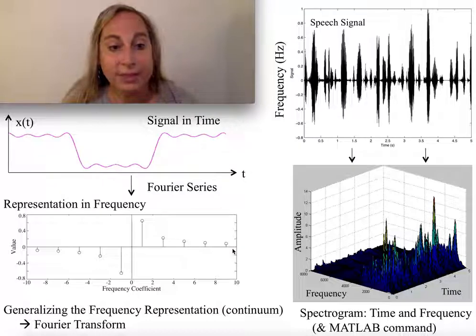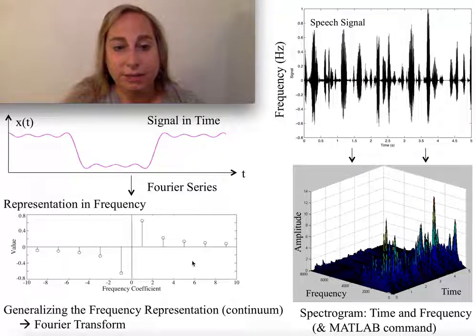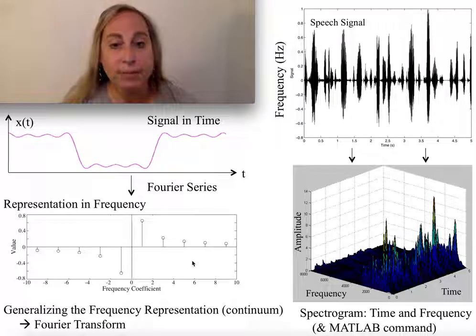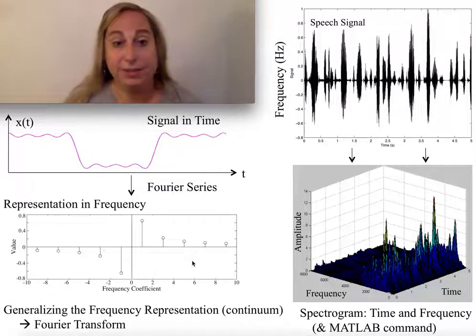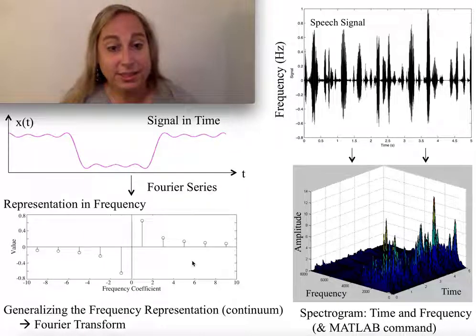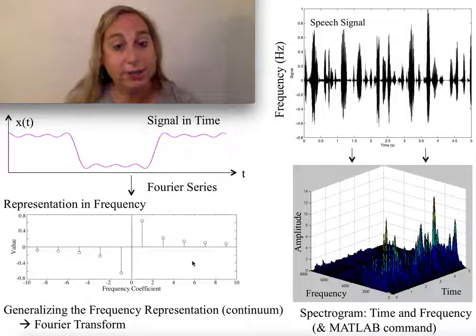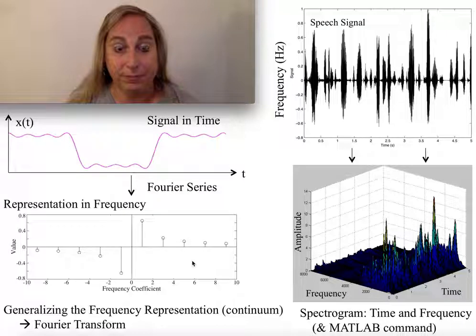And you think, well, that's kind of cool, right? You're thinking, so I got time and I have frequency. What happens if I start talking about a more general signal that has no periodicity? Well, how do I think about it? Well, it almost looks like the periodicity becomes infinite. So these points become closer and closer together to where I eventually get a continuum.